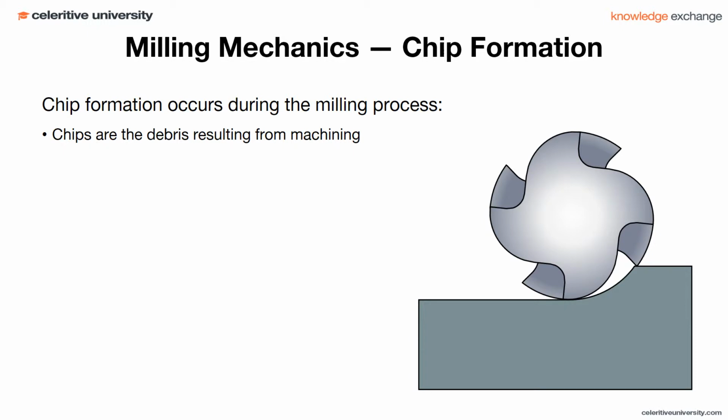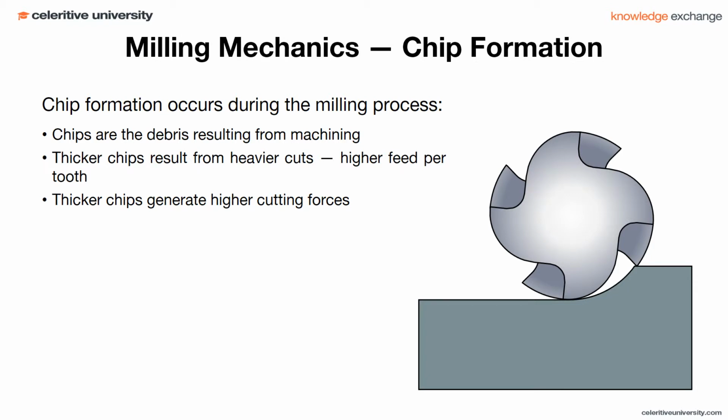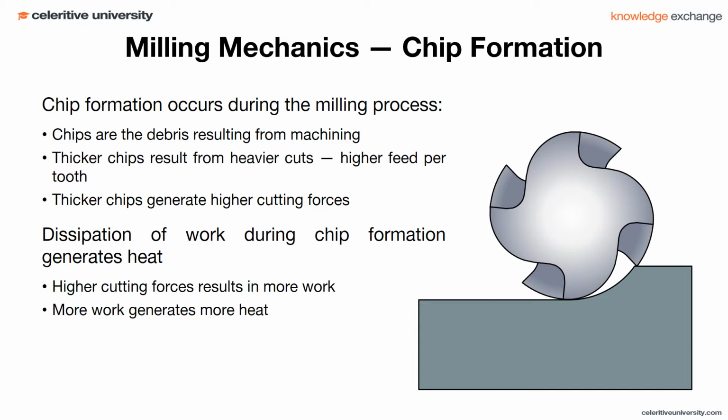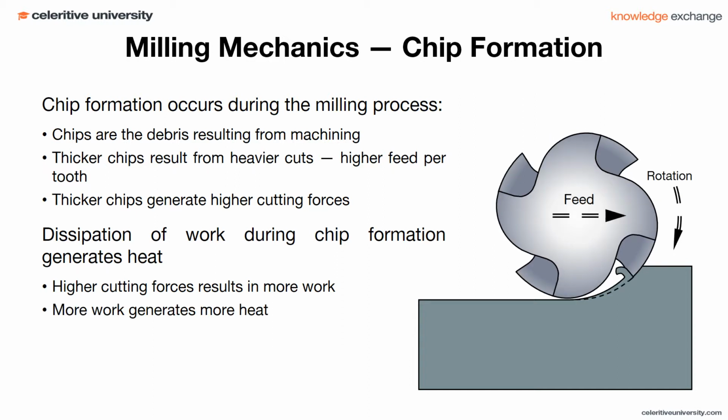Chips are the debris resulting from machining. Thicker chips result from heavier cuts, and they generate higher cutting forces. During chip formation, heat is generated from the dissipation of work. More work is done with higher cutting forces, and this generates more heat. The image to the right shows a chip being formed as the end mill rotates and feeds into the material.